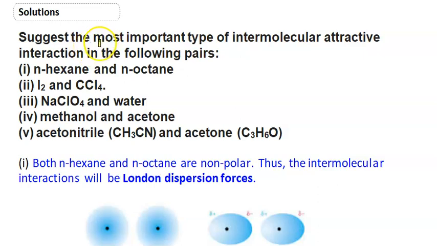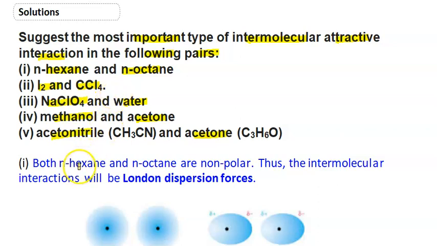Dear students, the given question is, suggest the most important type of intermolecular attractive interaction in the following pairs. First, n-hexane and n-octane, iodine and carbon tetrachloride, NaClO4 and water, methanol and acetone, acetonitrile and acetone. So we have five pairs of molecules. Let us see one by one.